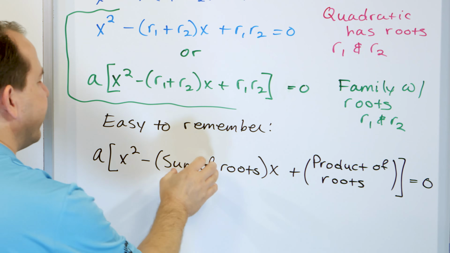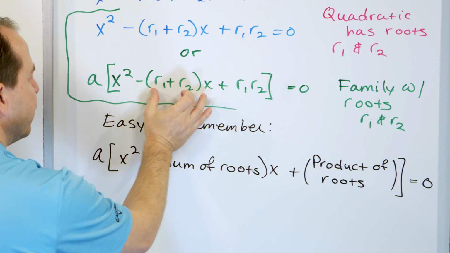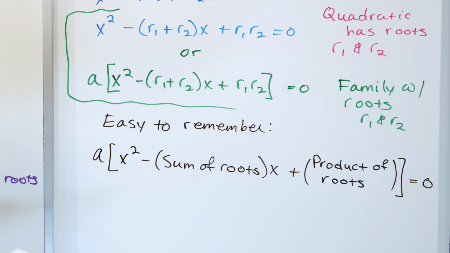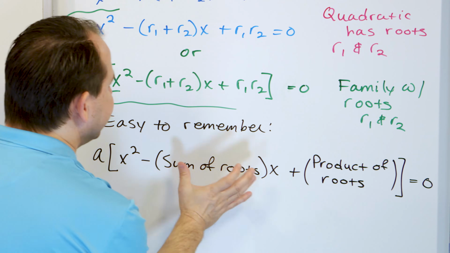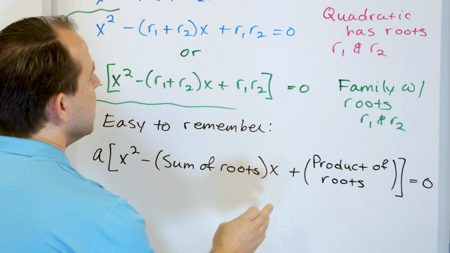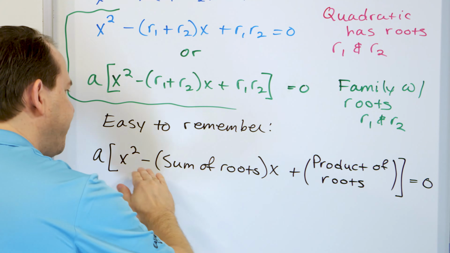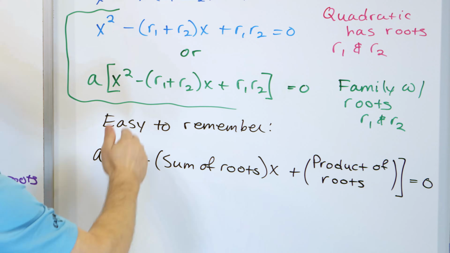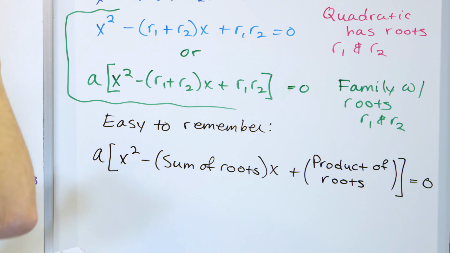If you think of it in terms of sum of roots and product of roots, then really what you have is x squared minus the sum of the roots times x plus the product of roots. And that's your base equation, and then I can multiply that base equation by any number I want to generate the whole family of other equations.